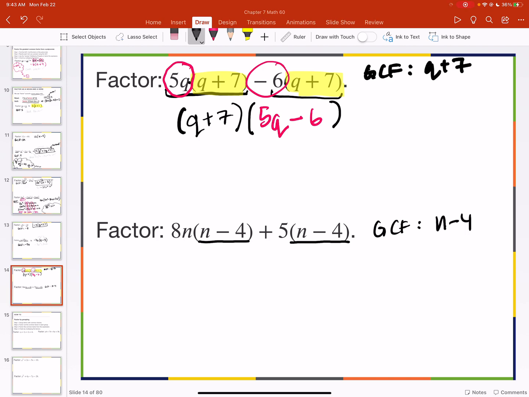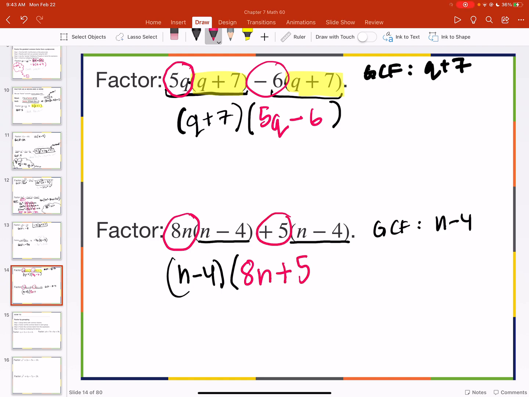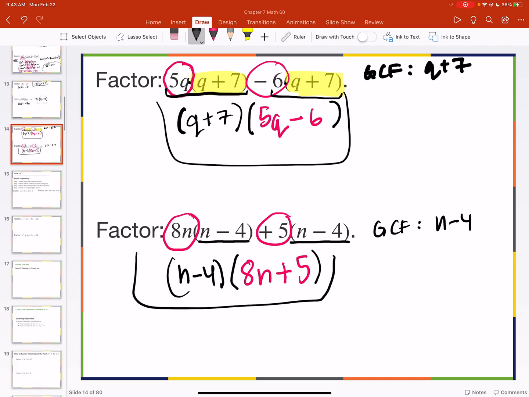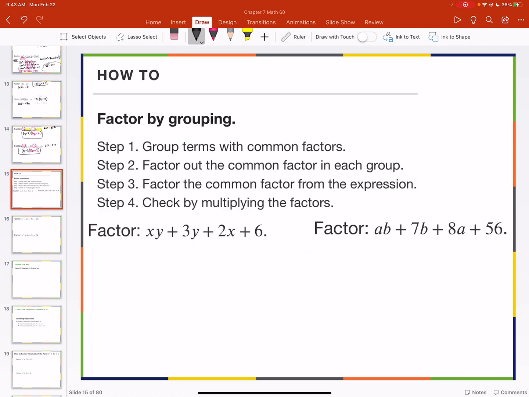So then I take out the GCF, so n minus 4, and I'm left with 8n and then plus 5. Okay, and that's it. Factored form. Okay, so it's good. So now we can do factoring by grouping.